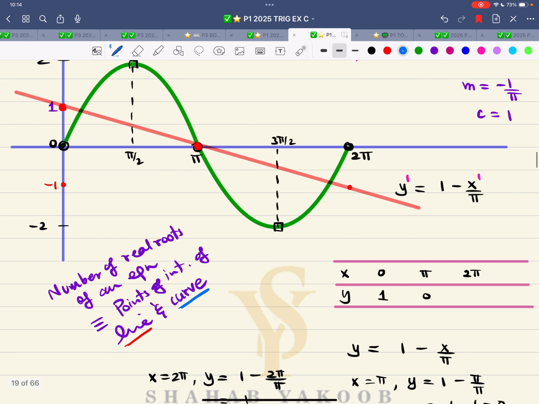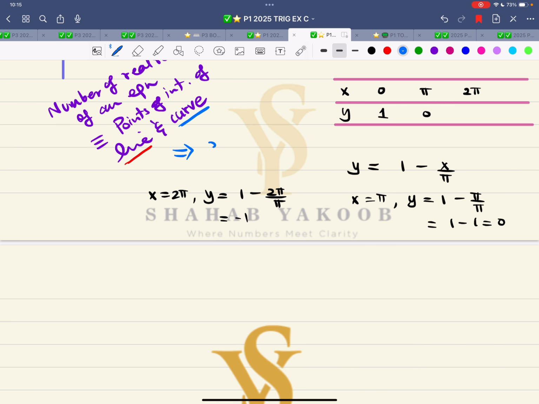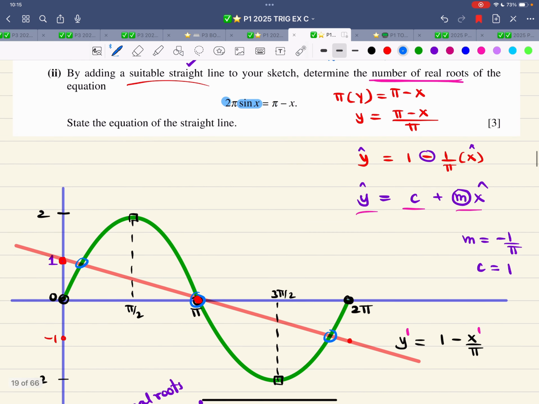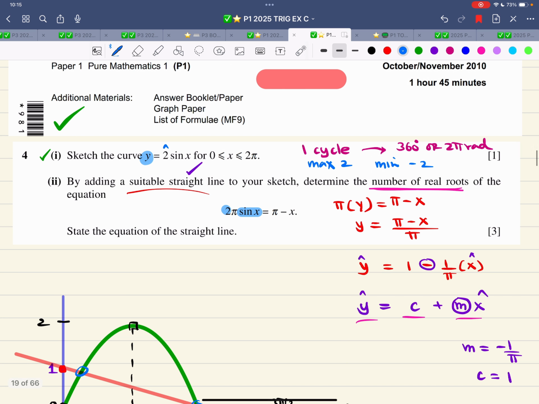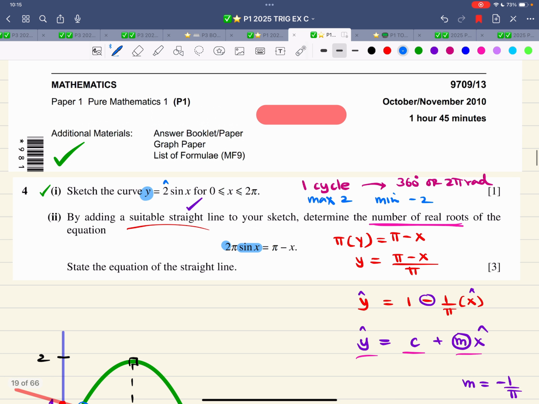So how many points of intersection do we see? We see 1 point, we see 2 points, we see 3 points. So therefore, there are 3 points of intersection. Therefore, there are 3 solutions of the equation. So that was a simple question, but people mess it up and mix it up a lot. So I've explained it in great detail.